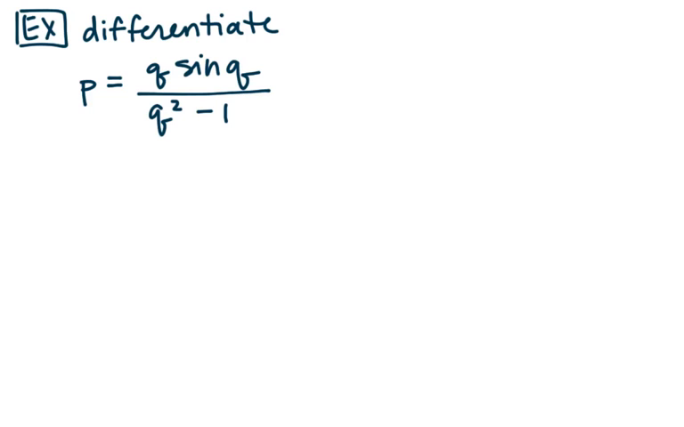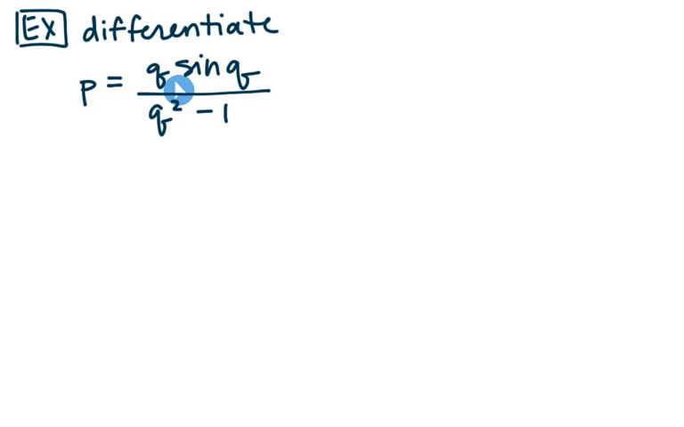For our last example in this video, we're going to differentiate P equals Q times the quantity sine of Q divided by the quantity Q squared minus 1. So we've got a lot going on here. There's a little bit to unpack.